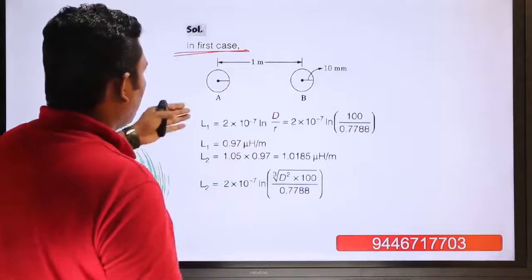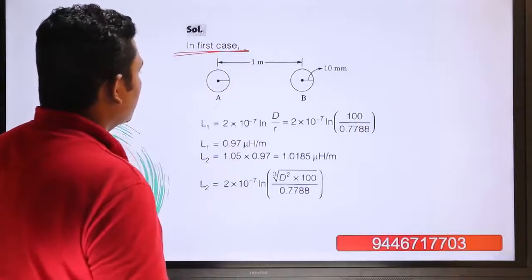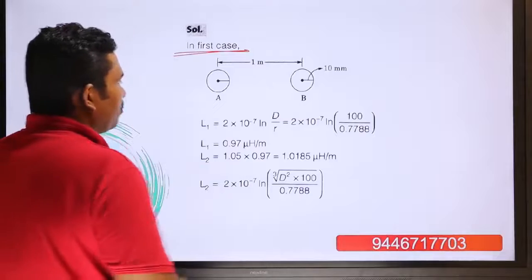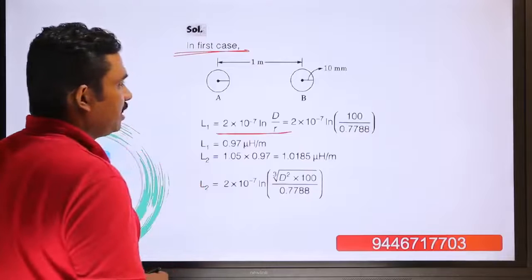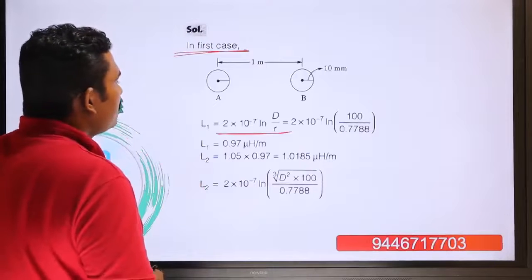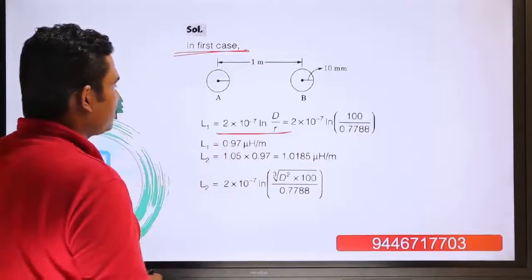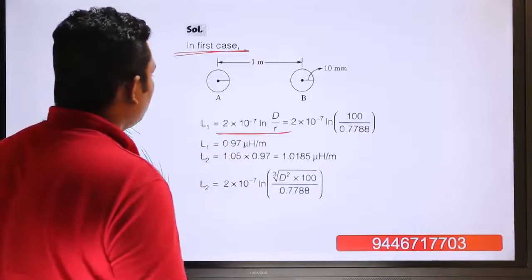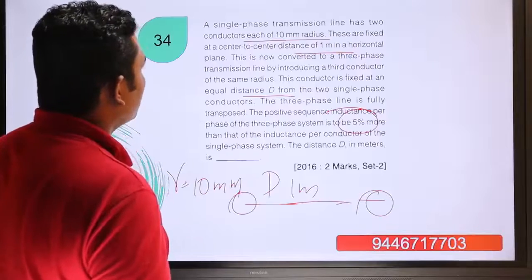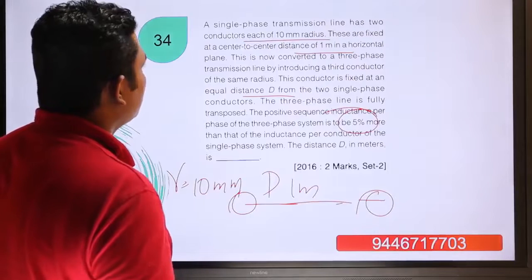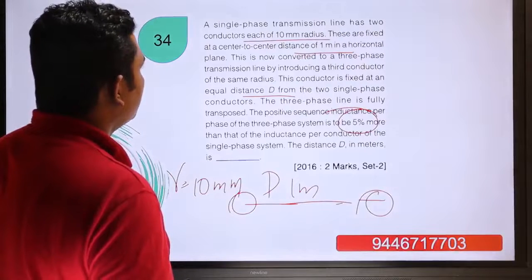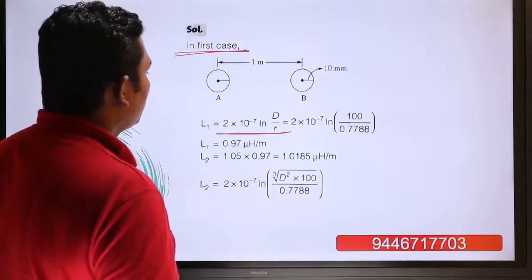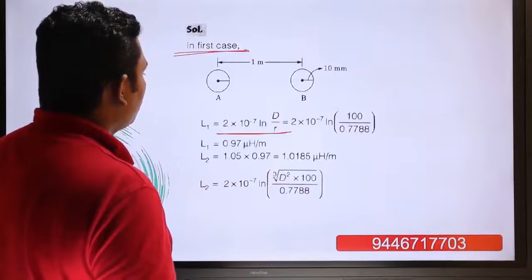Here we are going to calculate the value of the inductance of the conductor. The inductance of the conductor becomes equal to 2 into 10 raised to minus 7 ln(D/R). So L1 becomes equal to 0.97, and then L2 is the difference. It is now converted into a 3-phase transmission line by introducing a third conductor, which is at a distance of D.